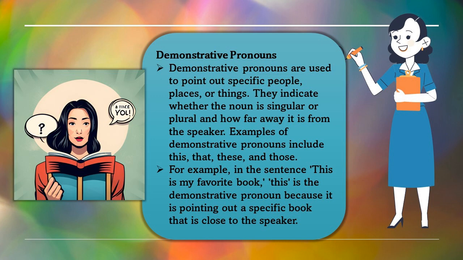For example, in the sentence, "This is my favorite book." This is the demonstrative pronoun because it is pointing out a specific book that is close to the speaker.